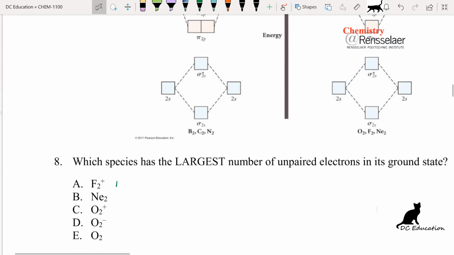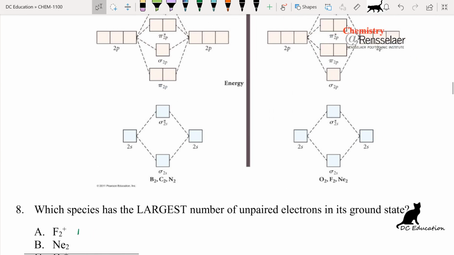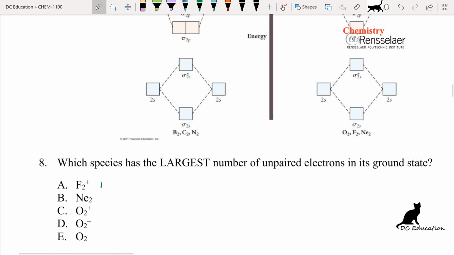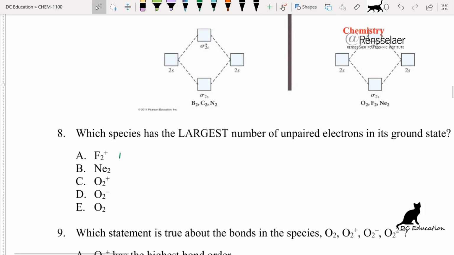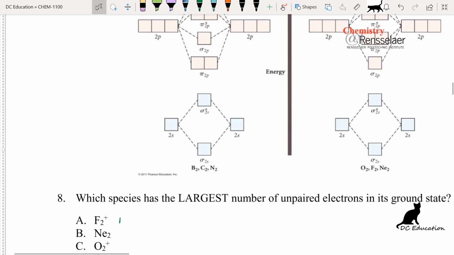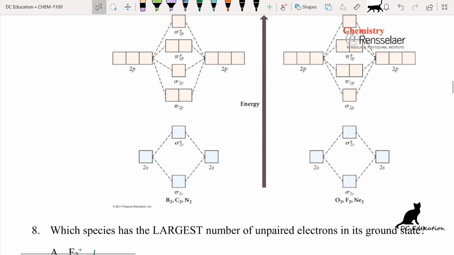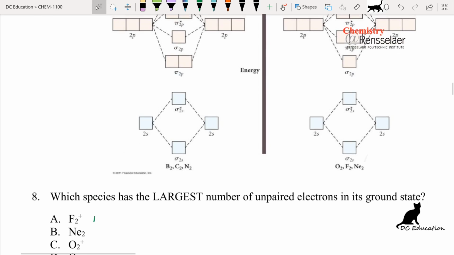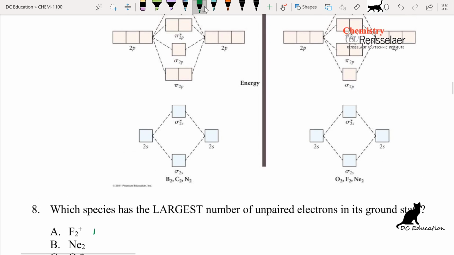For the neon gas, the dineon molecule, if you're approaching from a faster way, you should recognize that neon has 8 electrons on each side, so they have 16 electrons. It will usually fill up the entire molecular orbital, which leaves no chance for an unpaired electron. But let's just fill it up for fun right now.